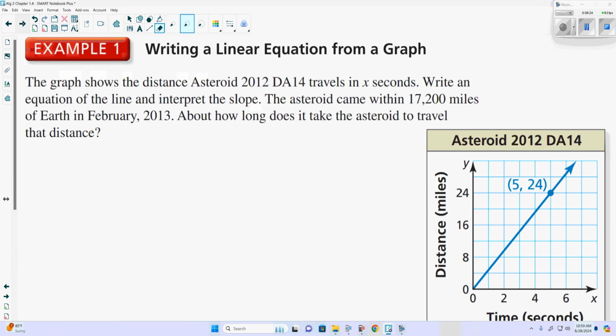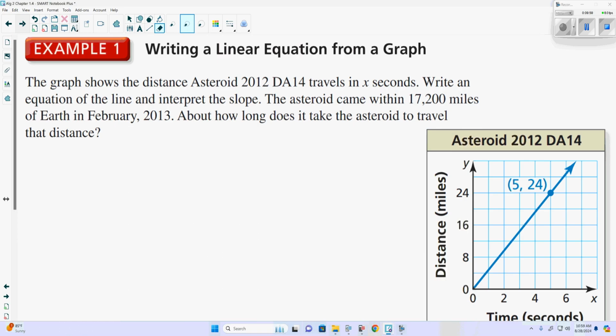But most of what we're going to be doing today is finding equations of lines and making predictions, making calculations. Here the graph shows the distance asteroid 2012 DA14 travels in x seconds. We want to write an equation of a line and interpret the slope. So it asks for two things. It wants an equation of a line, so y equals mx plus b. Now when it says interpret the slope, in words, what is the slope telling us about this function, about this equation?